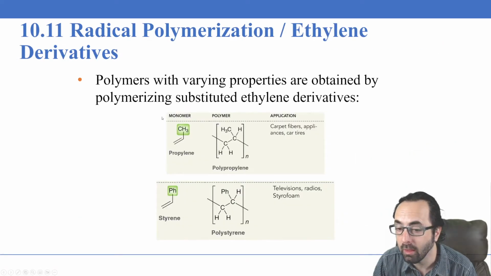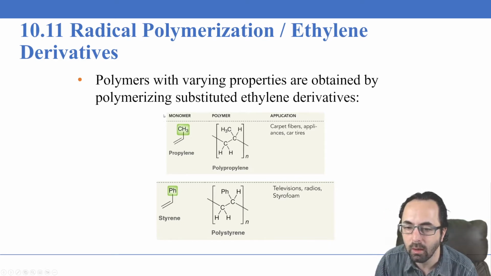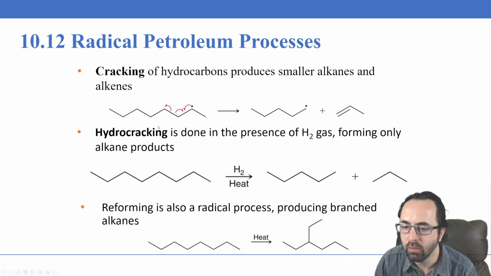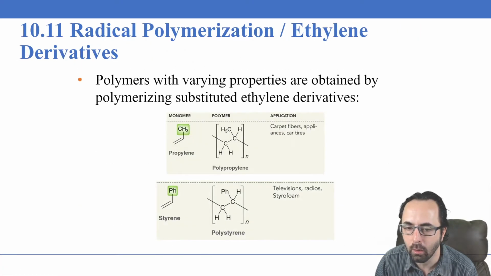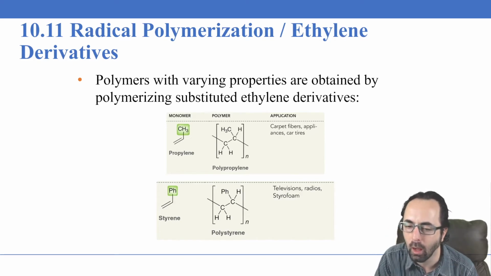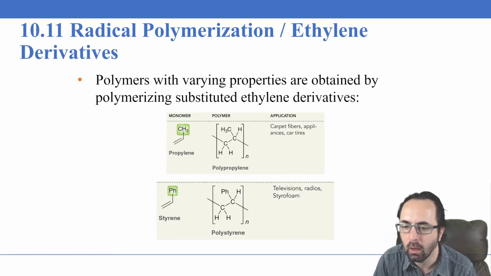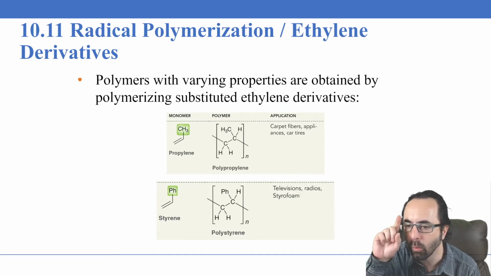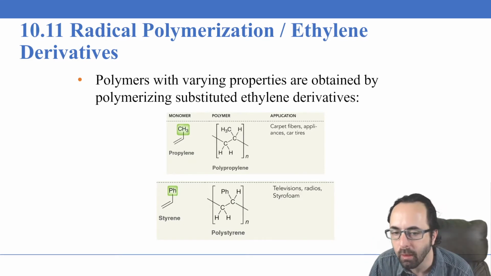Now, polyethylene is not the only polymer. It's the most common. If you look on your plastic bottle, there will be a code. If it says number 1 in it, it's polyethylene. And these go 1 through 9. There's various different polymers that can be recycled. But if you see the 1 in your recycling symbol, that's a polyethylene.